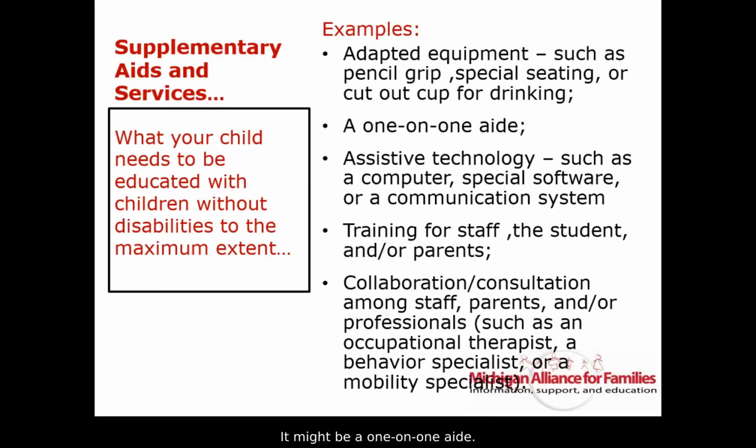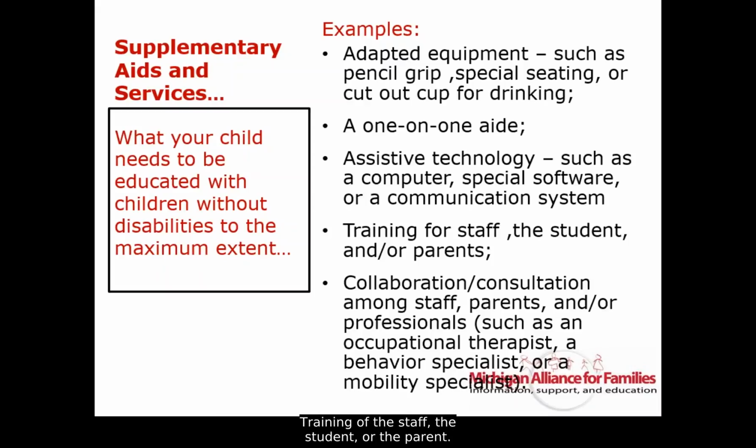It might be a one-on-one aide, and in different places, sometimes it's called a one-on-one aide, additional adult assistance, adult support. It might be an adult helping them figure out what they need to do next or adapting curriculum. It might be assistive technology, such as a computer, special software or communication system. So assistive technology is an important part, and as we know, it's changing as we are sitting at our computers today. New things are coming out all the time. So what part of supplementary aids and services, assistive technology, might be the thing that helps the kid be able to access the curriculum?